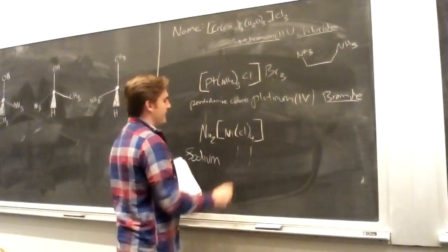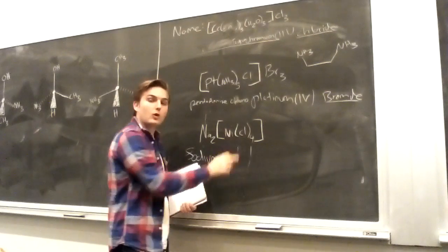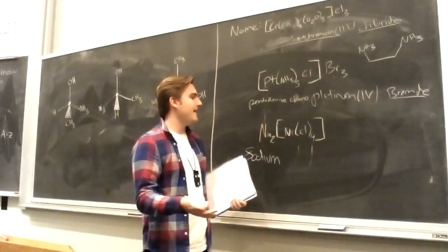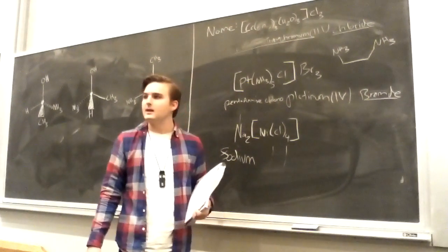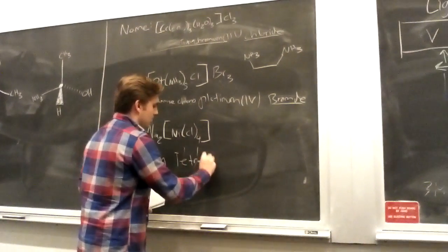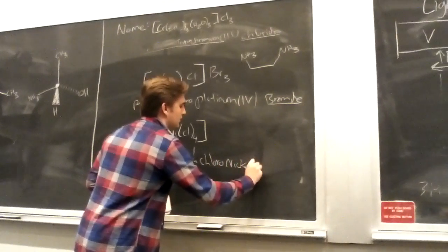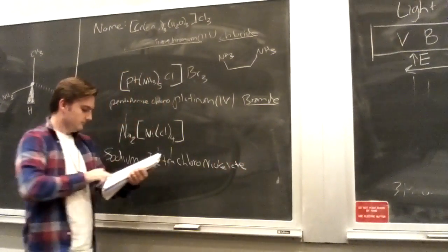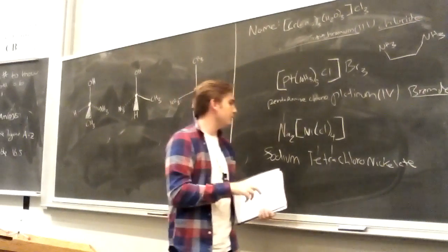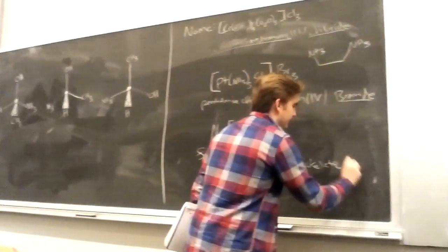Sodium. Okay, now what's my anion here? Well, I have nickel. I have 4 chlorines here. So a tetrachloro in there. And then how would I name the nickel here, you guys? Nickelate, exactly. So it would be tetrachloronickelate. And then what would be the charge on the nickel? 2. Good. Okay.